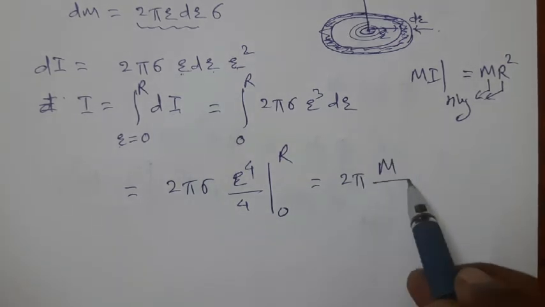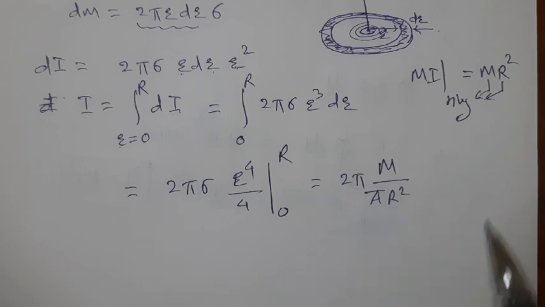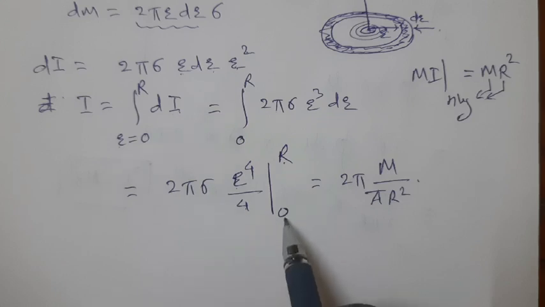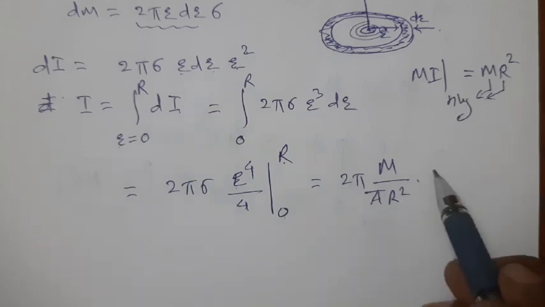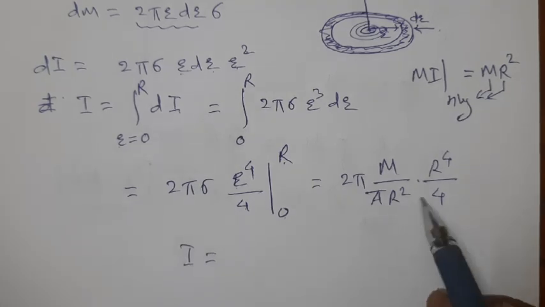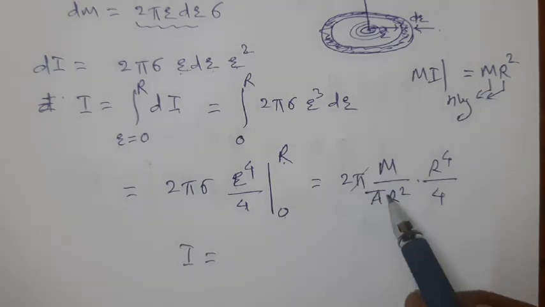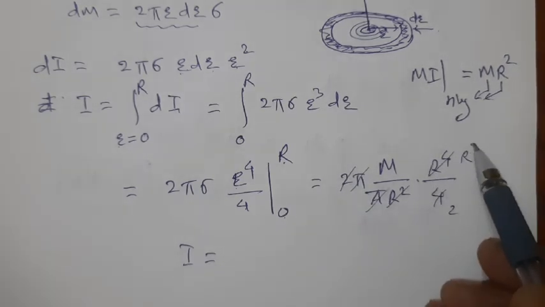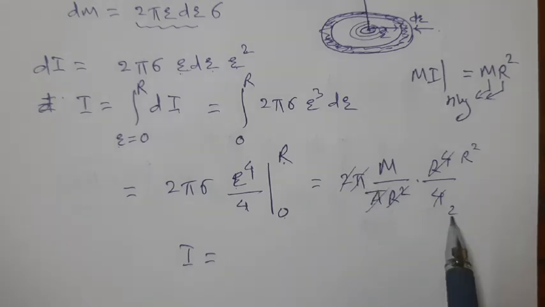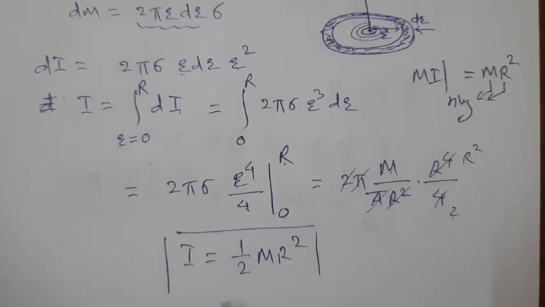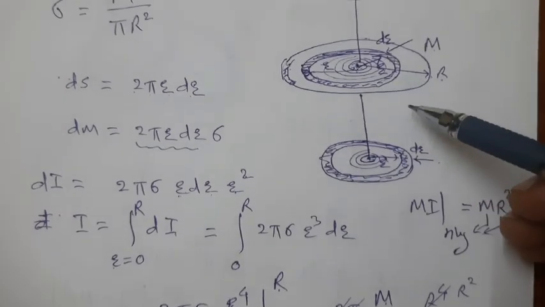And that is nothing but 2 pi sigma. But what is sigma? Sigma is m upon pi R square, into, if I substitute the upper limit, capital R raised to 4 divided by 4. There is no need to substitute the lower limit because it is 0. If I simplify this, this pi gets cancelled, these 2 and 2 make 4, R square and R raised to 4 are there, therefore R square remains, and it is 1 upon 2 m R square. And this is the formula for the moment of inertia of a disk of radius R.